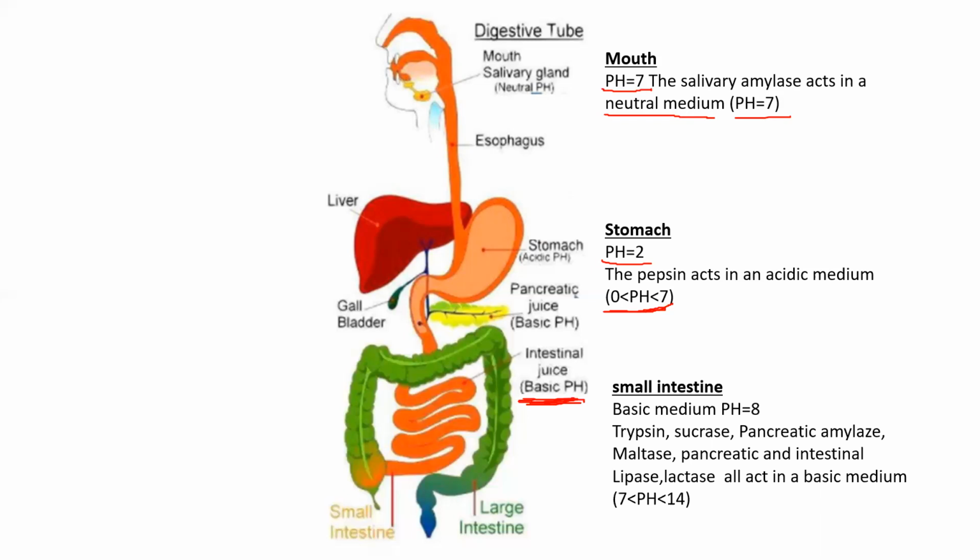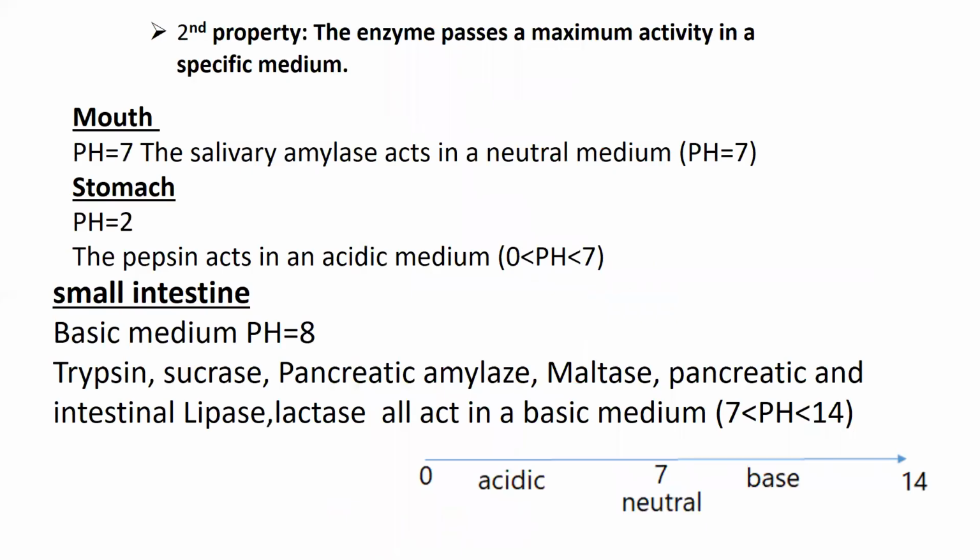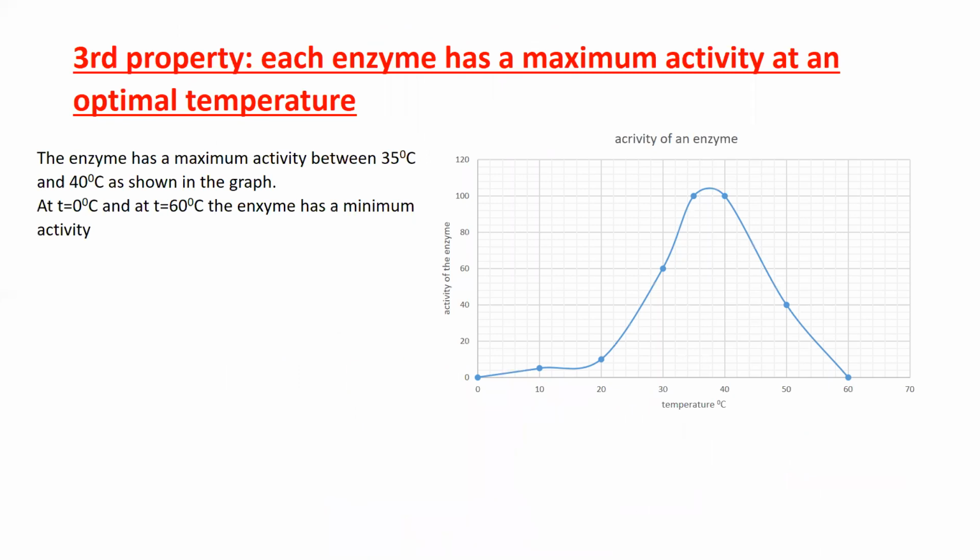Some are active at a neutral medium, some are active at a basic medium, and others are active at an acidic medium. Now, the third property of the enzyme is that the enzyme has a maximum activity at an optimal temperature. What is the optimal temperature? Let's see. This graph shows the activity of an enzyme as a function of temperature. So this is the activity of the enzyme on the y-axis, and this is the temperature on the x-axis.